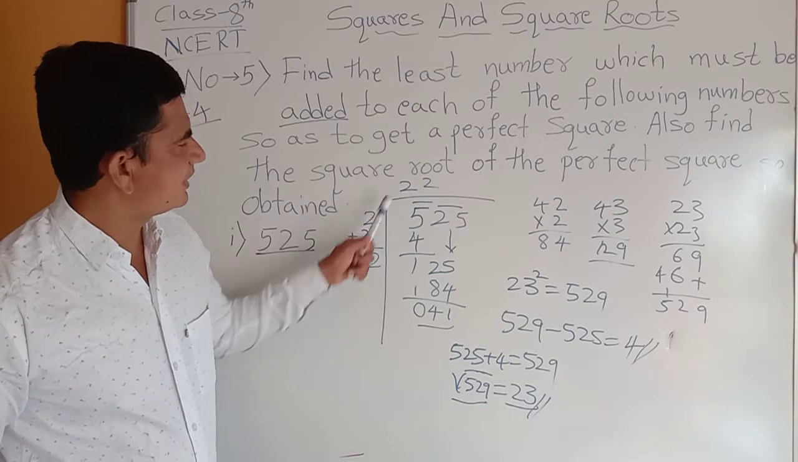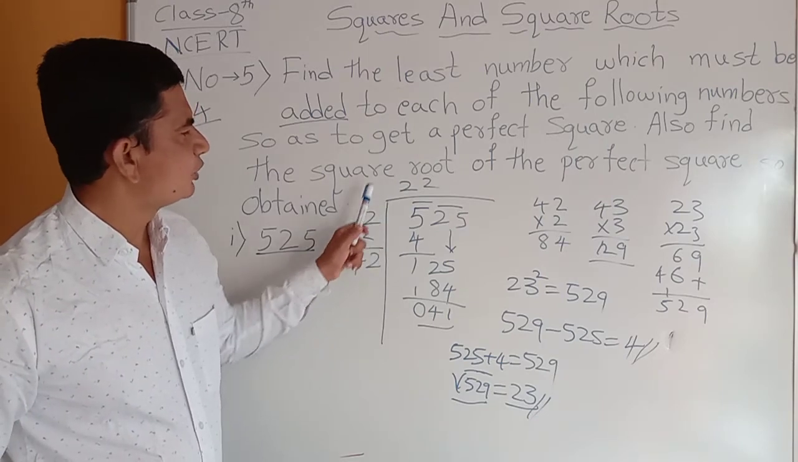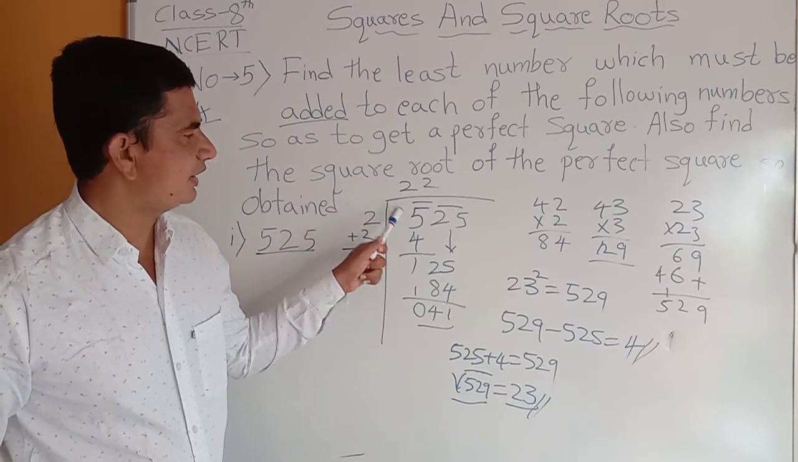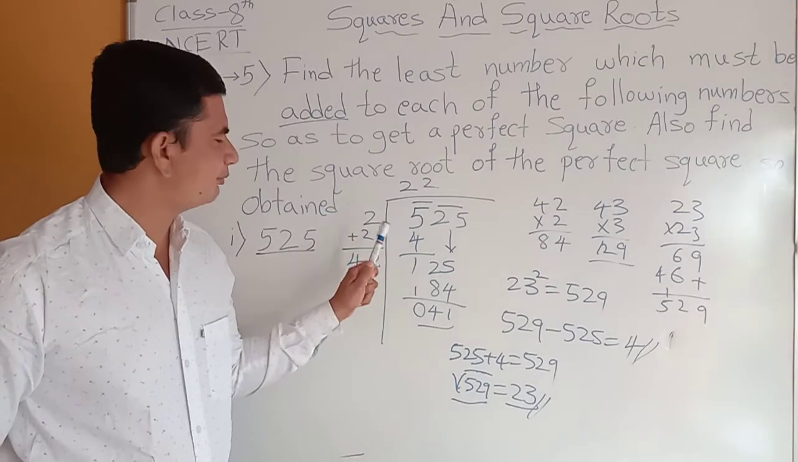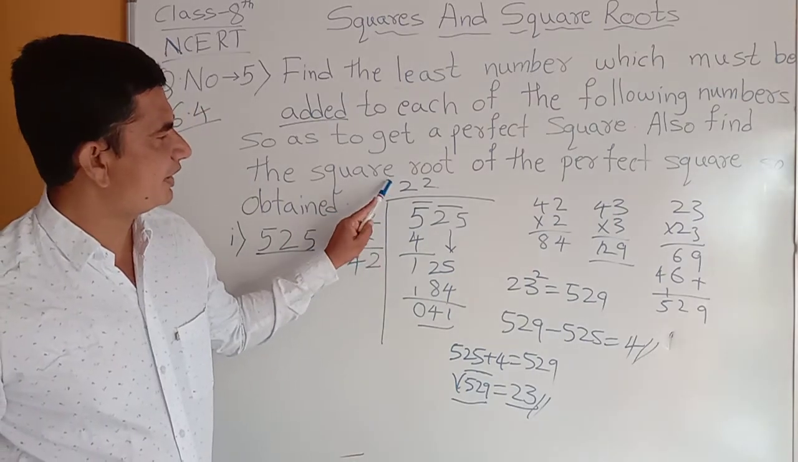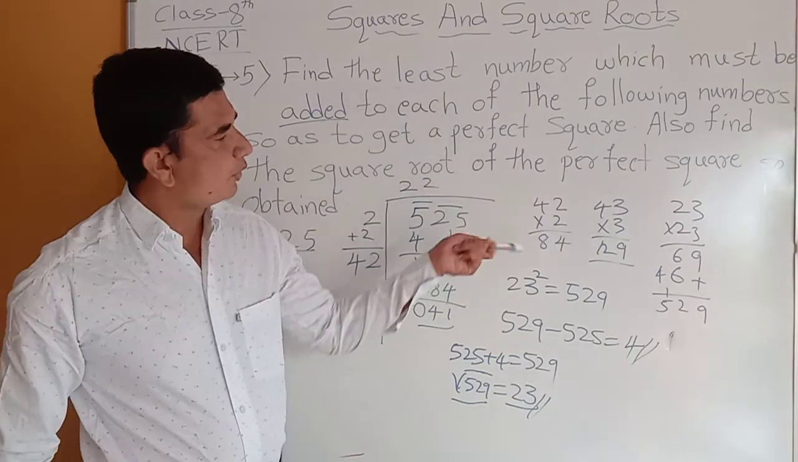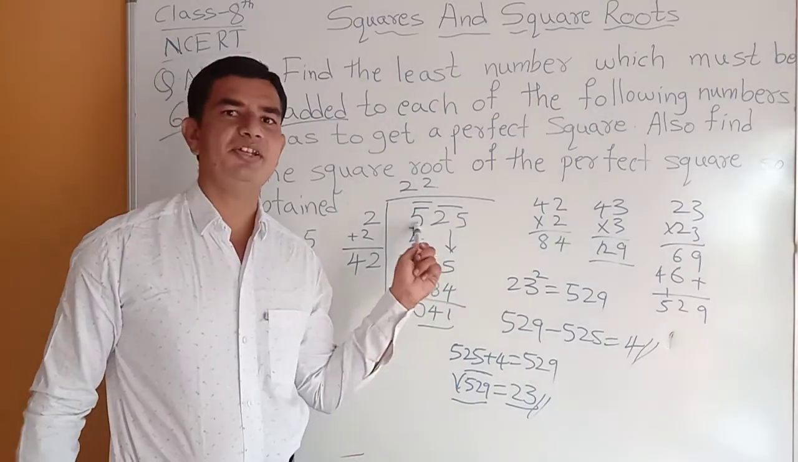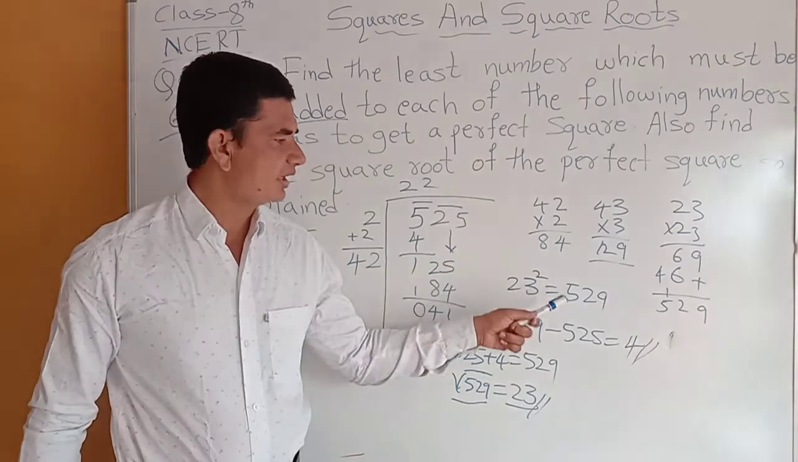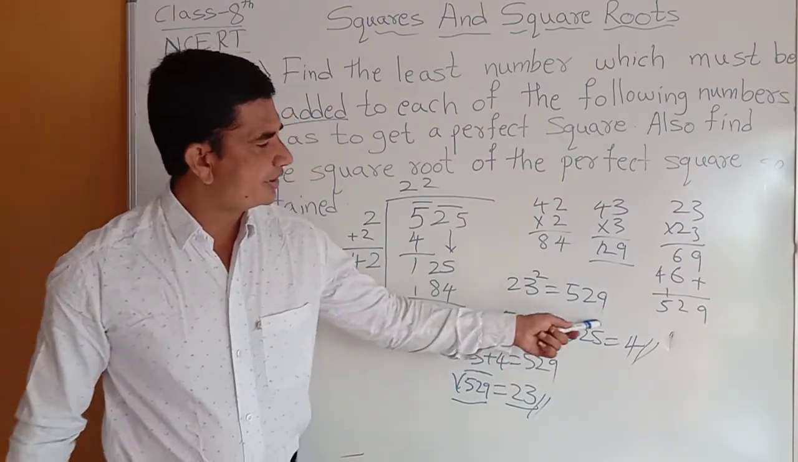And these steps you know already. 2 2s are 4, because we have to take a number whose square is smaller than this number. After that we get 22 here. So we have to take the square of the next number, that is 23 square. After that, 23 into 23, we got 529.